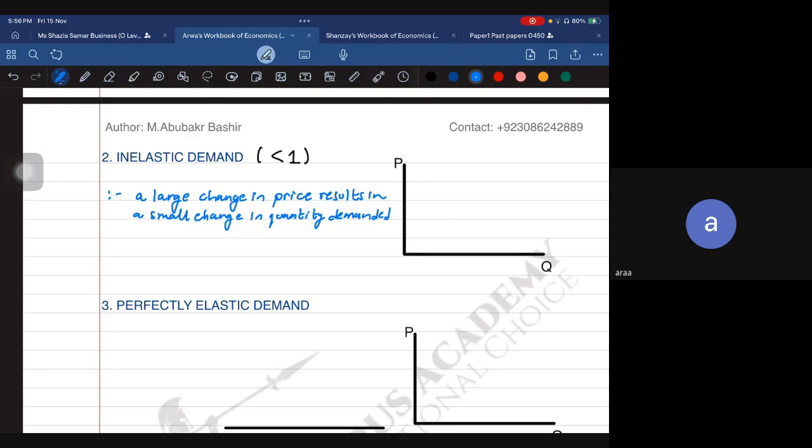For example, I think these can be necessities, maybe any type of food, water. If I had to give an example, I'd say like milk, maybe. Any necessity, basically. Okay.